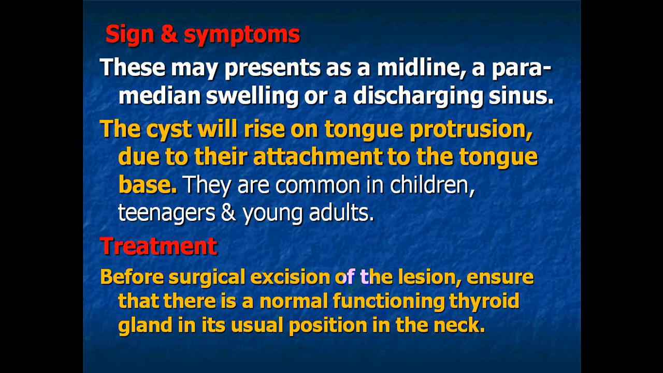Signs and symptoms. These may present as a midline, apparent median swelling, or a discharging sinus. The cyst will rise on tongue protrusion due to their attachment to the tongue base and the hyoid bone. They are common in children, teenagers, and young adults.